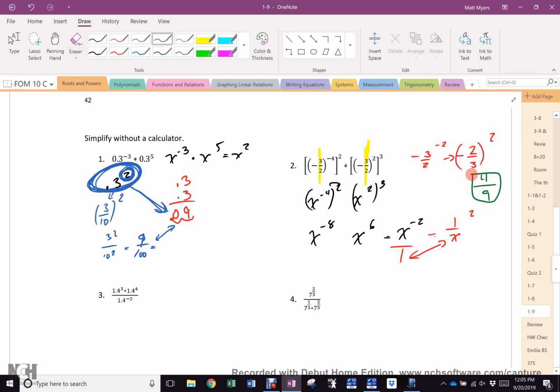Number 3, barftastic. But is it really? No, because what is it really? X cubed times x to the 4th over x to the negative 2. What does that negative 2 do? Where could I move that? To the top. So really, I have x cubed, x to the 4th, and x squared, which gets me what? X to the 9th. But it's not x. What is it really? 1.4 to the 9th. Can you leave it that way?